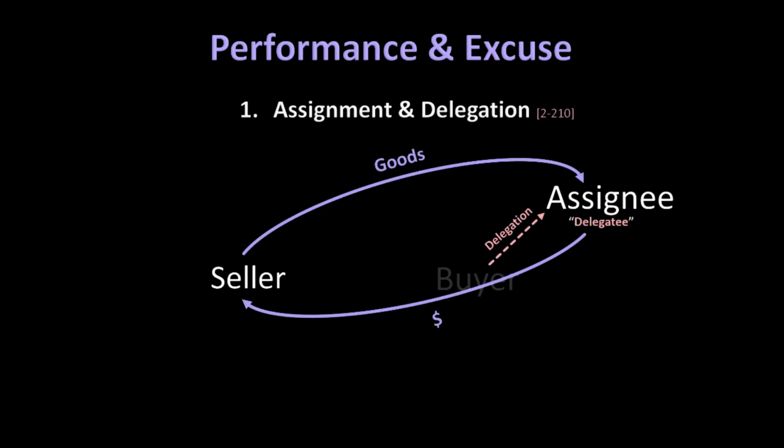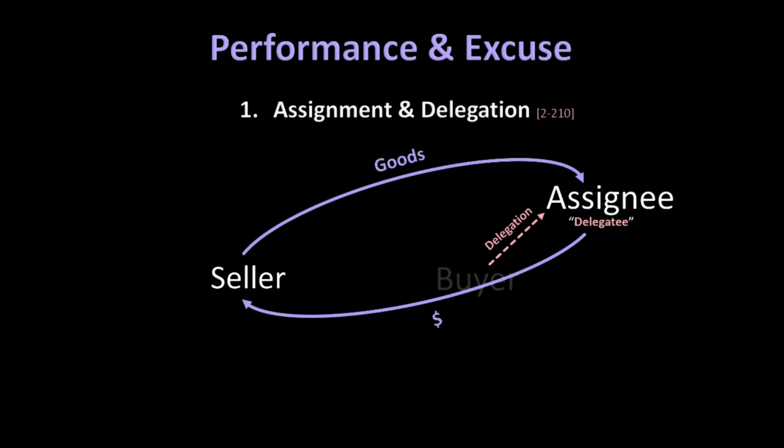Note, it is possible and even common for a contract party to both assign its rights and delegate its duties to the same third party. It's possible, but it is not necessary. Indeed, it's perfectly possible as well, and indeed in some contexts common, for a contract party to assign her rights under a contract but not delegate her duties.